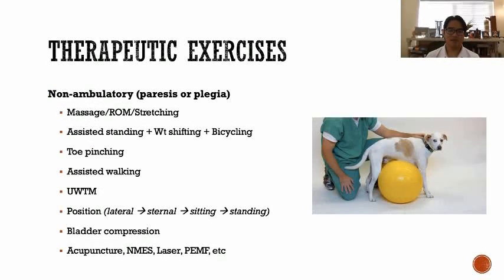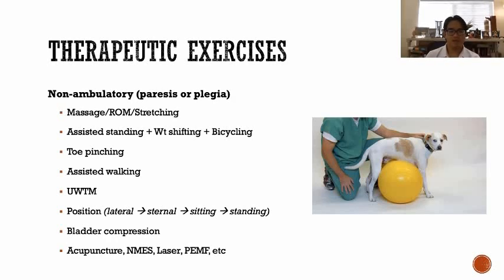Exercise-wise, again, it depends on whether the patient is ambulatory or non-ambulatory, so you might need to design your exercises a little bit differently. If the patient is non-ambulatory or paretic, I would start with massaging, range of motion, and stretching to warm up the muscles. I would do some assisted standing. When the dog is standing, I would do some weight shifting, back and forth, left and right. Then for a couple minutes I'm going to do some bicycling while the dog is in assisted standing. Then you can go back to weight shifting and bicycling and do it for a couple minutes.